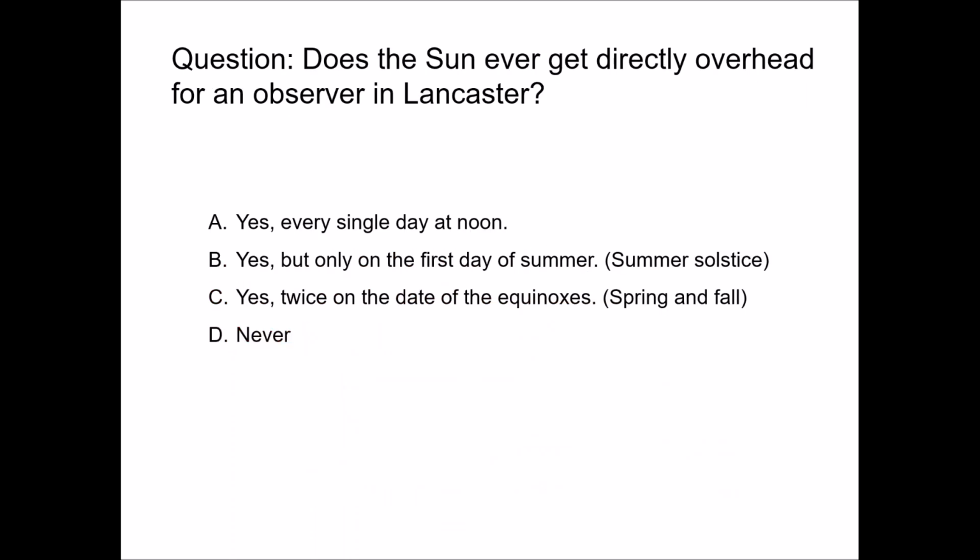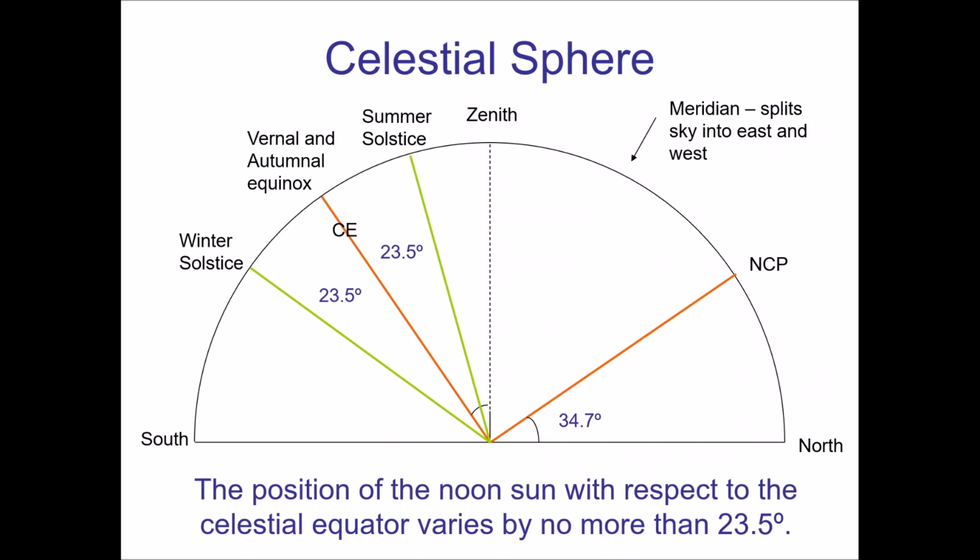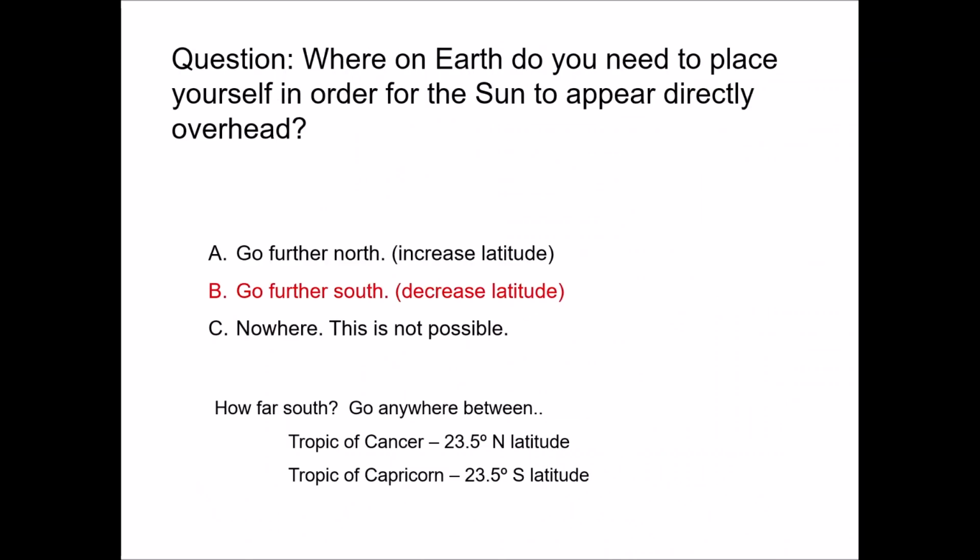So again, go back to the picture. So if you actually went south, you crossed the equator, and you were going down to that latitude line, this whole system that's on the left-hand side would then shift over to the right-hand side. And the winter solstice line would line up with zenith. And then the sun would be directly overhead on the first day of winter for the northern hemisphere. But again, like I said, they would call it summer in the southern hemisphere.